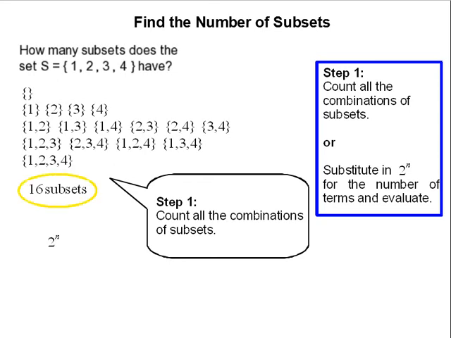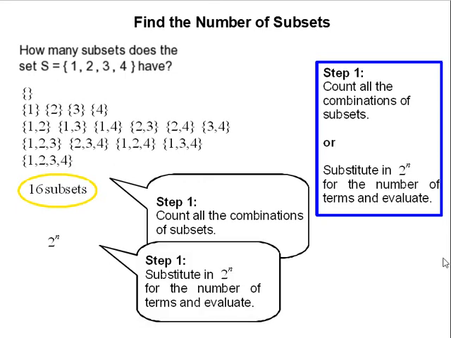The shortcut way to do this is to substitute it into the formula 2 to the n. So we know there are four terms in this subset, and n will represent the number of terms. So 2 to the 4 will get us 16, and that also results in 16 subsets. So this completes our problem.